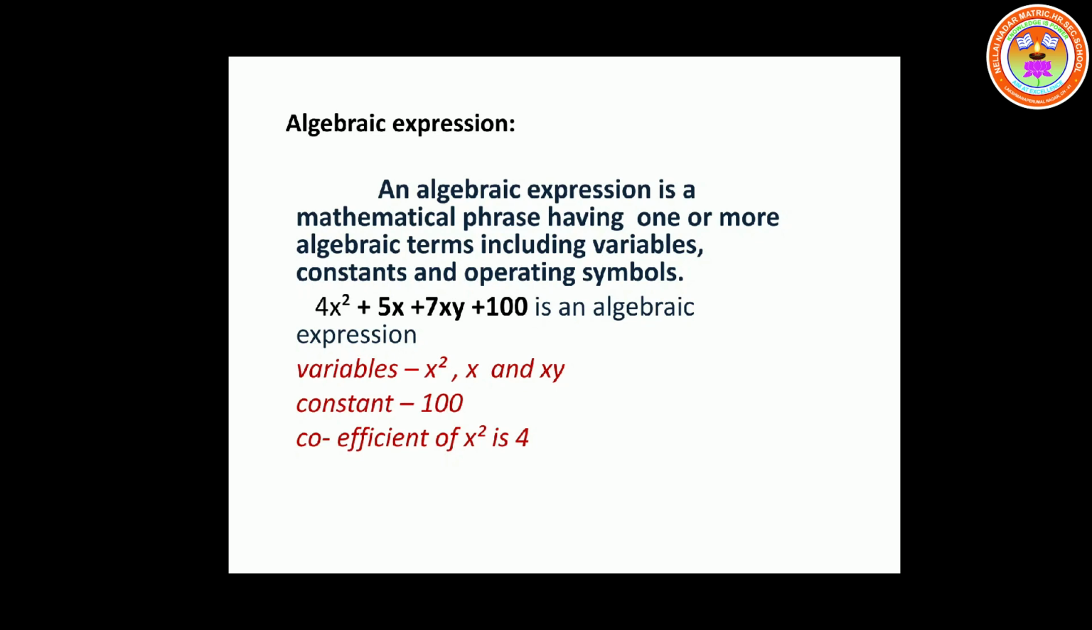Now here the coefficient of x square is nothing but the number which is multiplied with the term, that is x square. Here 4 is the coefficient of x square. Next, coefficient of x. What is the coefficient of x? What is the number next to x? 5. Yes. Next, coefficient of the xy term. What is the number multiplied with xy? It is 7. Yes. Very good.